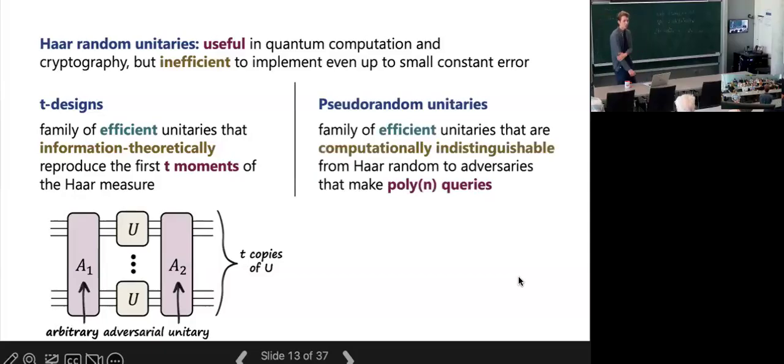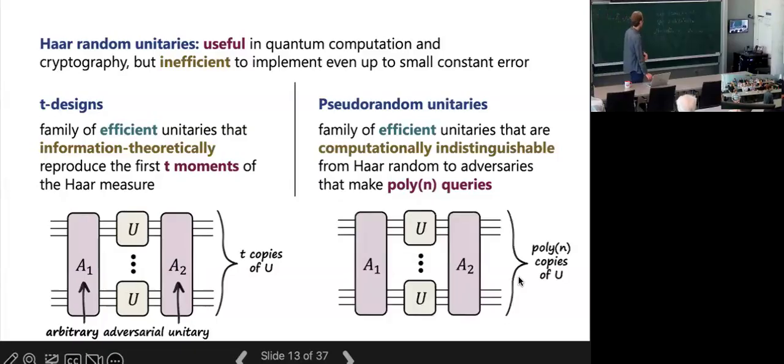Okay, the analog to pseudorandom permutations is called pseudorandom unitaries. This is exactly what you would imagine. It's families of efficient unitaries that are computationally indistinguishable from Haar random to adversaries that make a polynomial number of queries. This is a very similar picture with two differences. The number of copies of this box that I give you is now any polynomial that you want, but on the downside, the adversary is restricted to efficient unitaries.